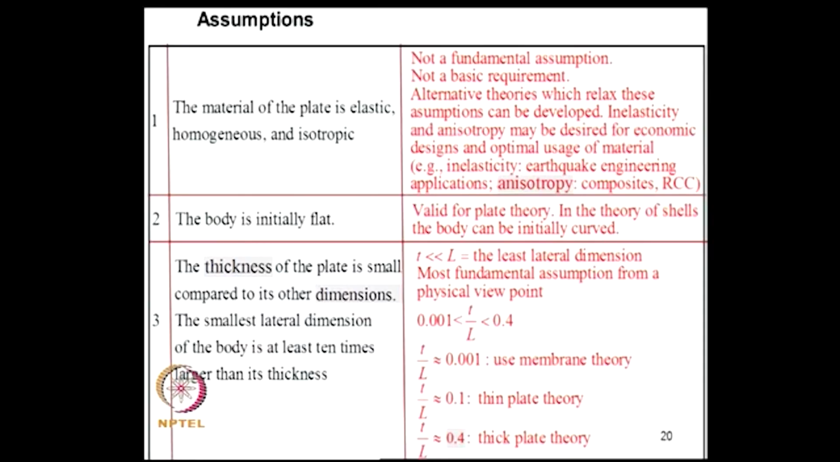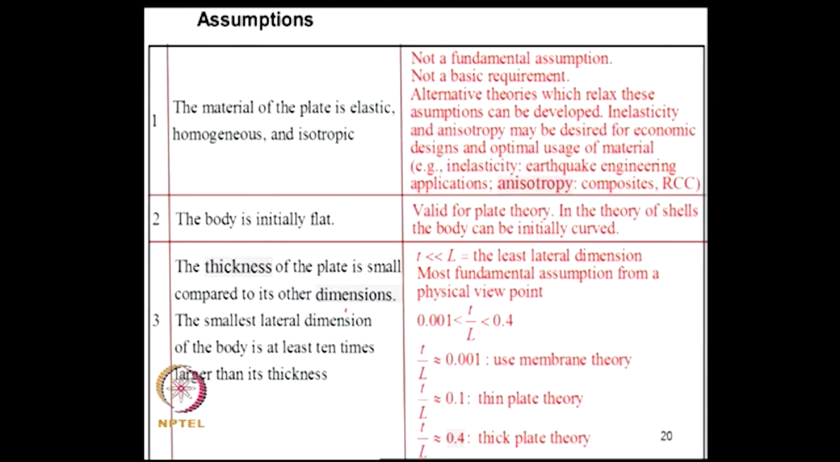Now, the body is initially flat. This is valid for plate theory. In the theory of shells, the body can be initially curved. So, for a plate theory, this is required. Then, the thickness of the plate is small compared to its other dimensions. The smallest lateral dimension of the body is at least 10 times larger than its thickness. Now, this is a fundamental assumption. This is what defines what a plate is.